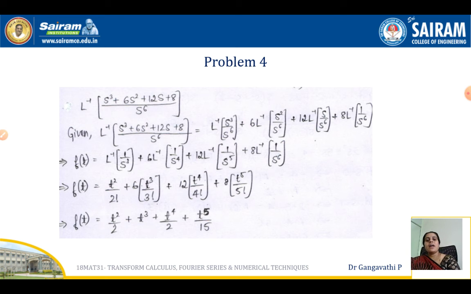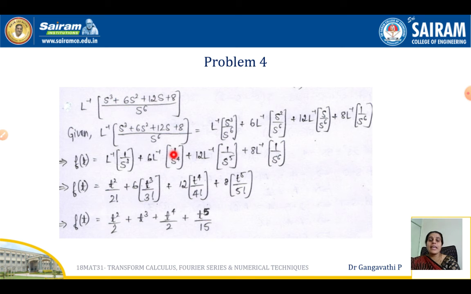On simplifying, s cube by s to the power of 6 gives us this, and the second term gives us this, the third term this, and the fourth term is this. And now try to recall your inverse Laplace forms table. According to that, if it is in the form of 2 factorial by s cube, then L inverse of that will be t square. So 2 factorial is missing here. Multiply and divide by 2. So multiply by 2 along with 1 by s cube gives you t square, and the denominator 2 factorial is there as it is. In the same way here too, and 3 factorial is missing here.